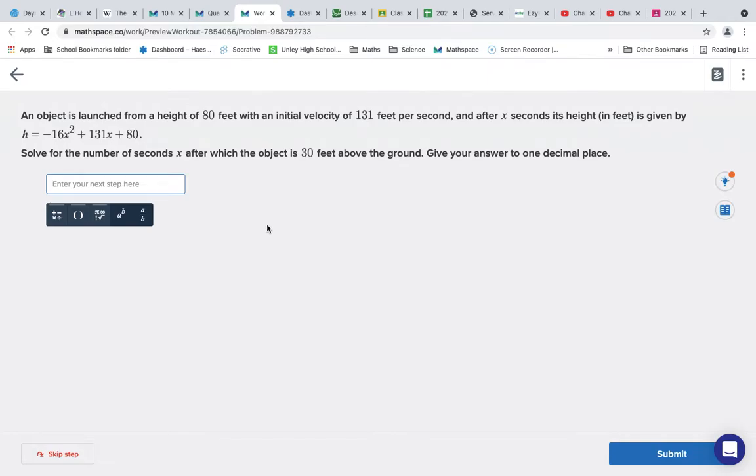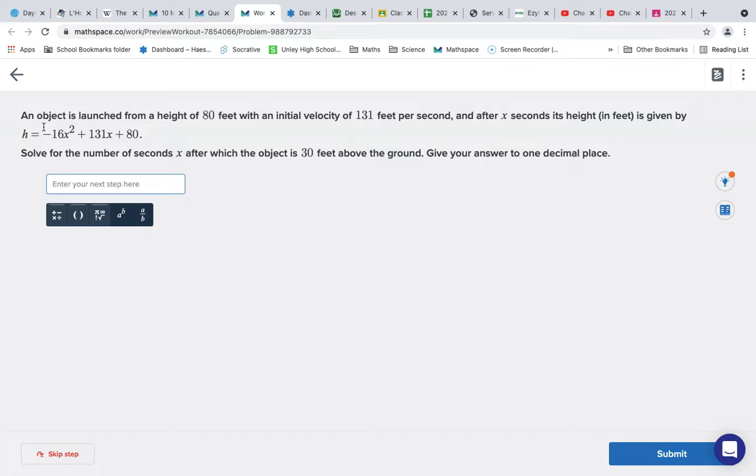An object is launched from a height of 80 feet with an initial velocity of 131 feet per second. And after x seconds, its height is given by this. Why do I need to know the initial velocity? I'm not sure. Anyway, maybe that will become apparent later. So this equation here is giving me the height of this object.